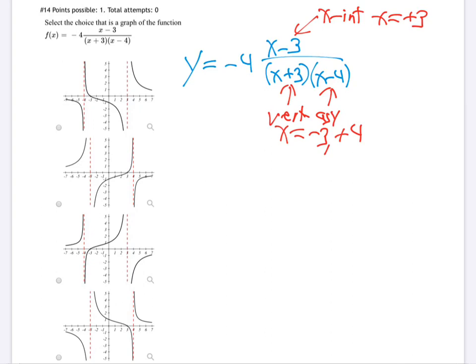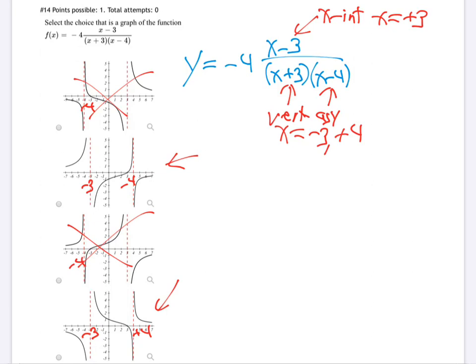So, which of these has those characteristics? Well, a couple of them. You can see this one's at negative 3. This one's at negative 4, so no way. This one's at negative 3 and plus 4. This one's at negative 4, so no way. This one's at negative 3 and plus 4. So we have two options that are left. It's either this one or it's this one.